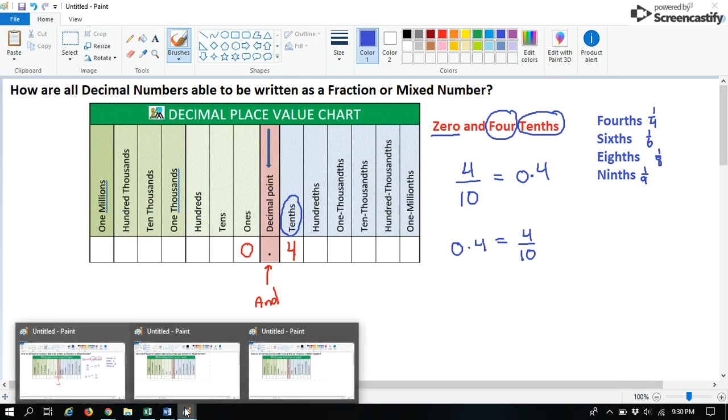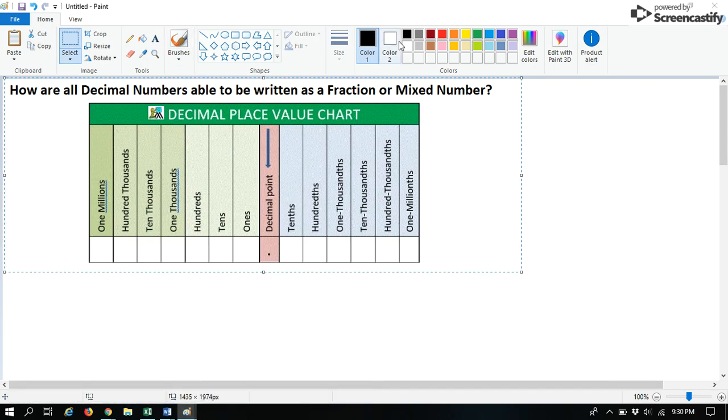Nope. Let's take a look at the next one. Let's move on to a different place value. Let's stay with the idea that we have 0 units or 0 ones, but let's say we have 72 hundredths.